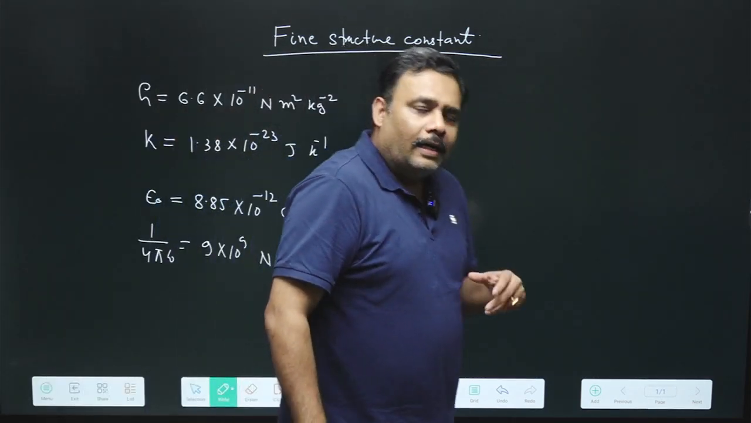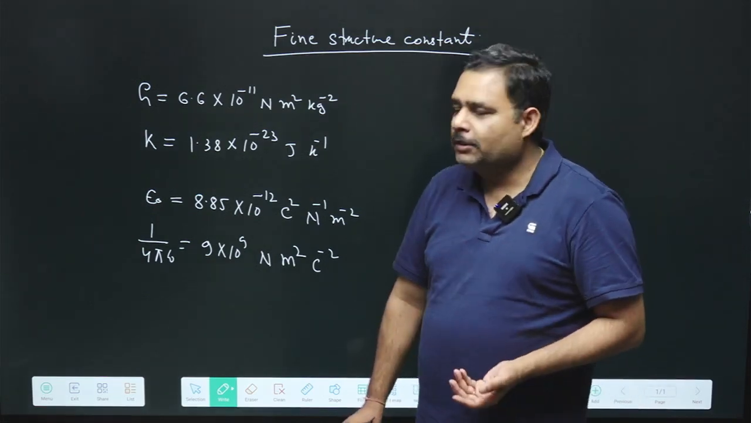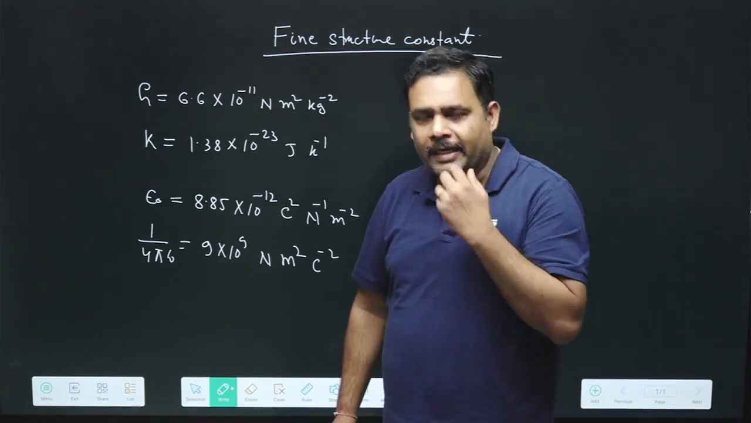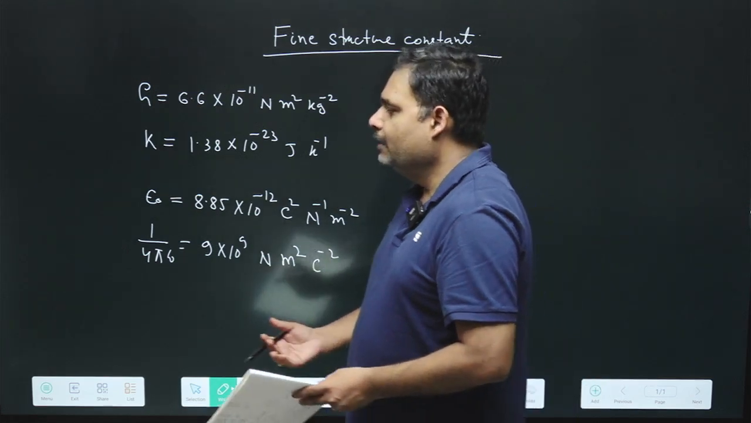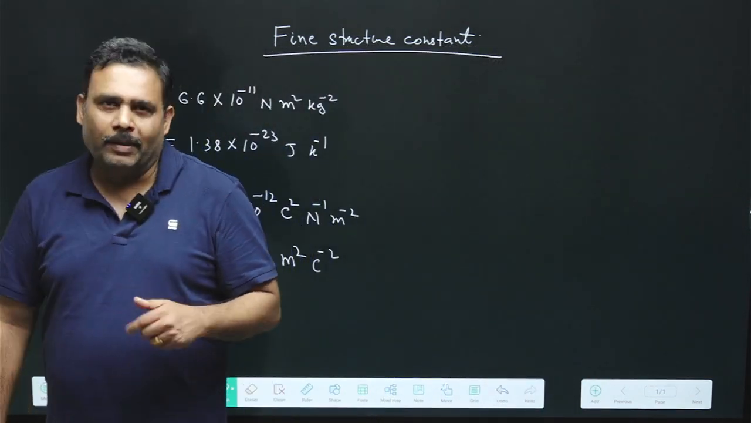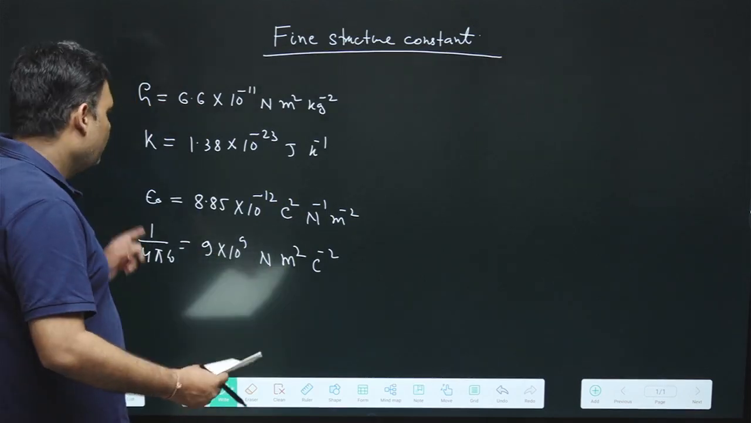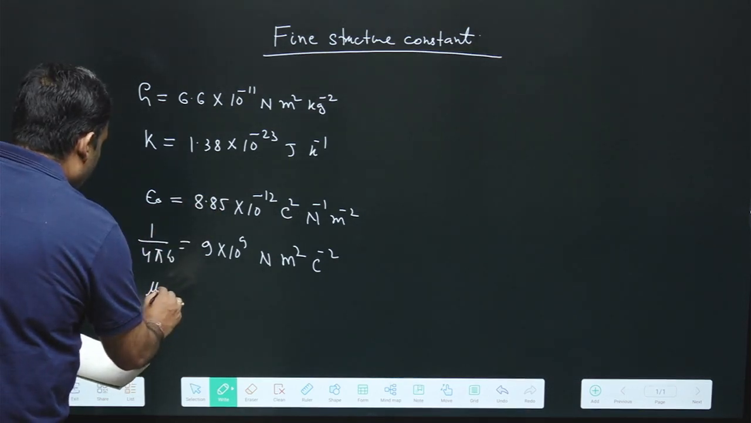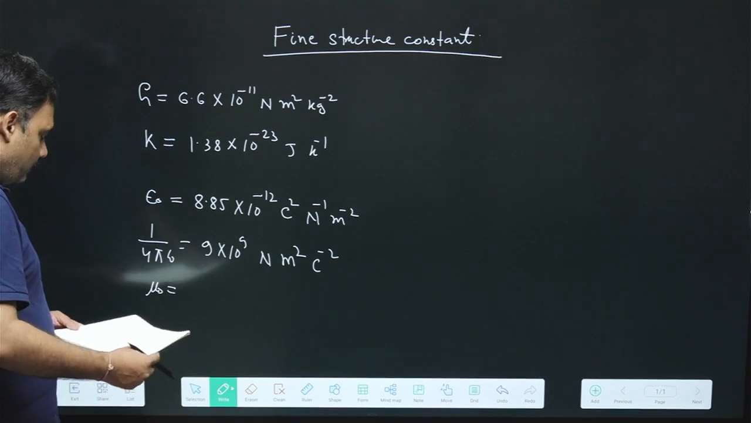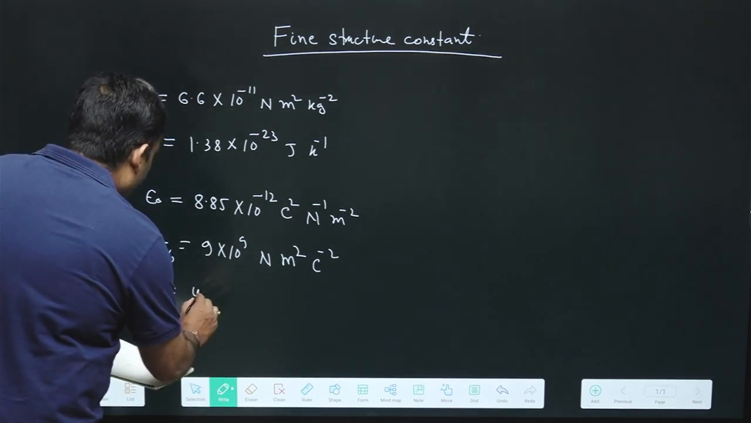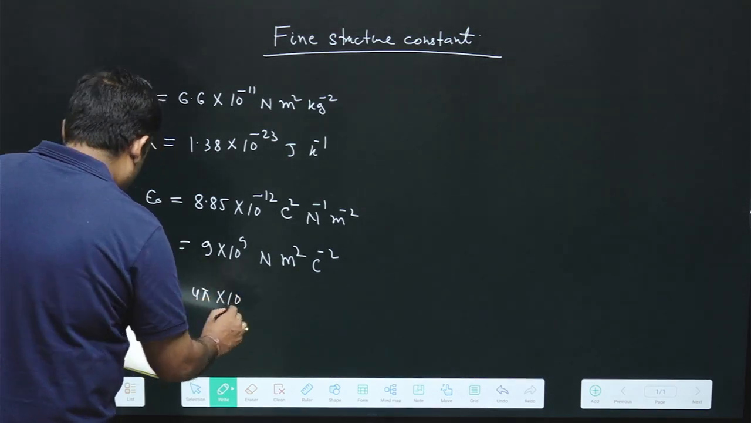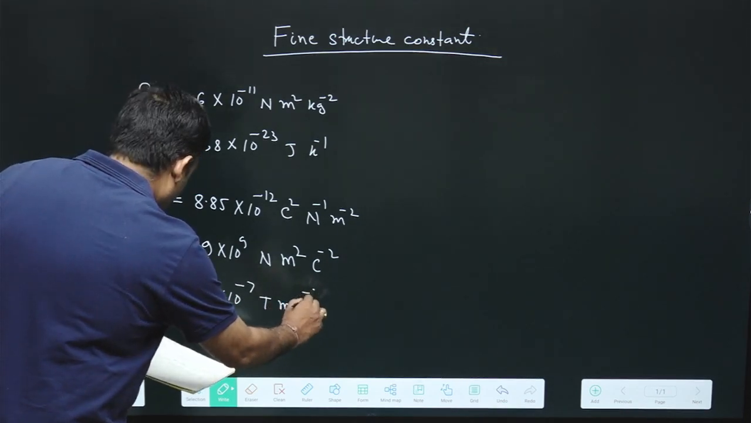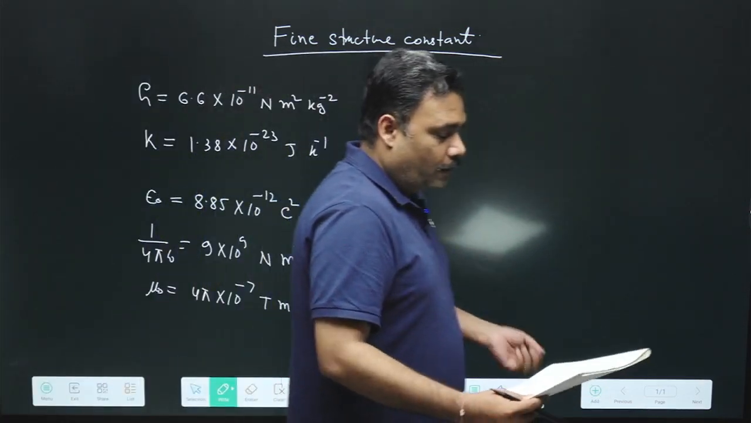And another constant which is used in electromagnetic theory for magnetism is the magnetic permeability of free space, while this one is the electric permittivity, also for free space. This value is mu naught. And what is the value of mu naught? This value can be written as 4 pi into 10 to the power minus 7 Tesla meter ampere inverse. So this is our mu naught.